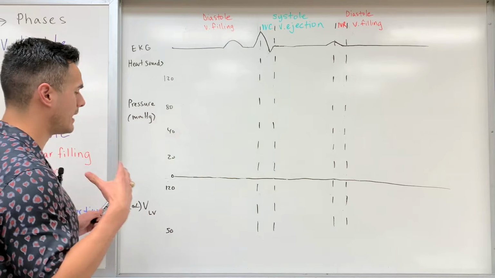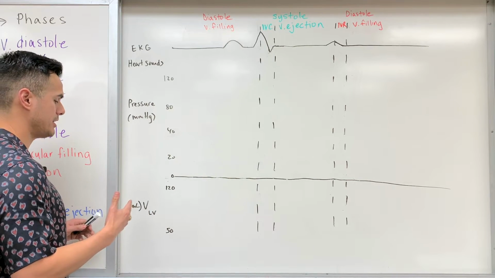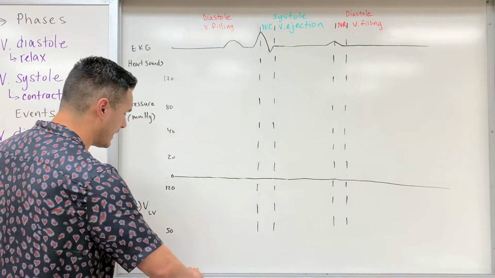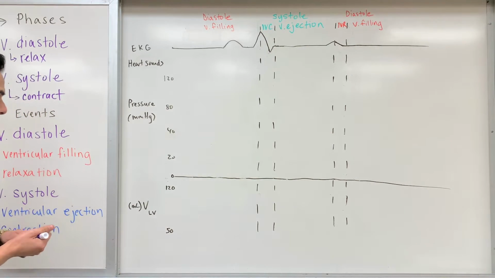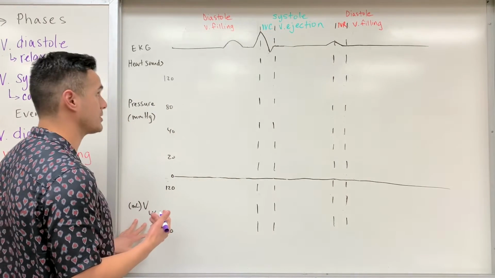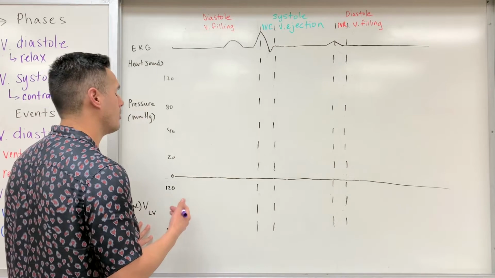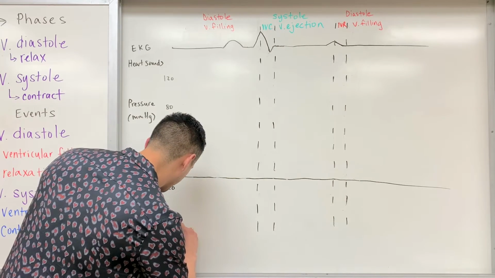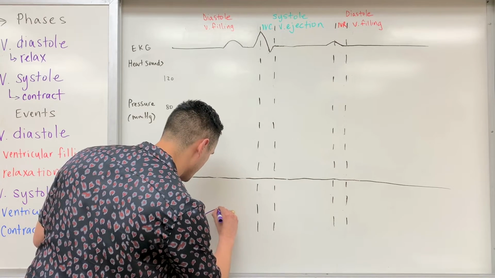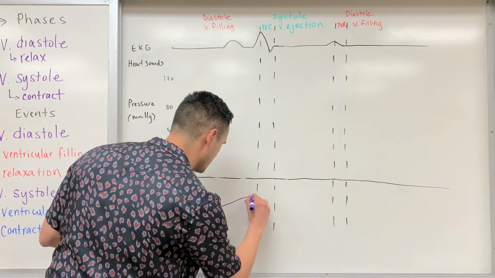The first thing that I want to look at is the change in volume within the left ventricle. We're looking at it here in milliliters of blood. During diastole, what do you think is going to happen with this trend? Is the volume of blood going to go up or down? Well, the ventricles are relaxed, and so we're starting to fill the ventricles up with blood. Therefore, that volume is going to start to rise.